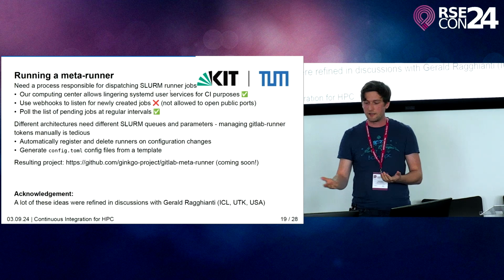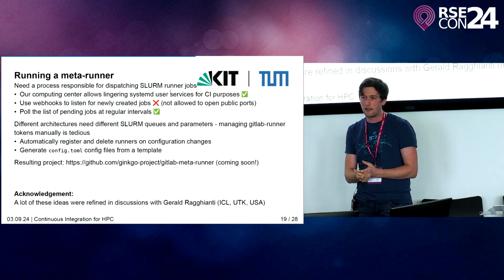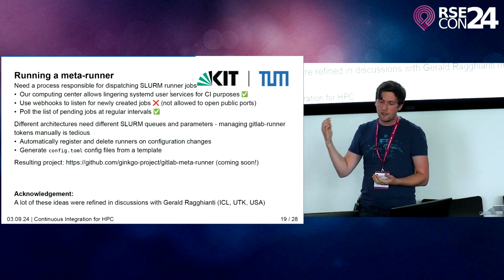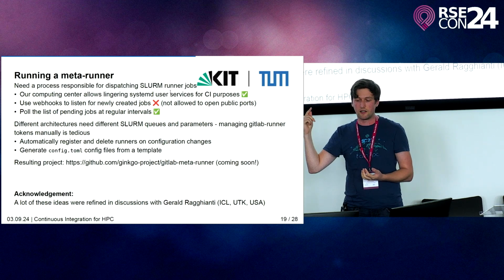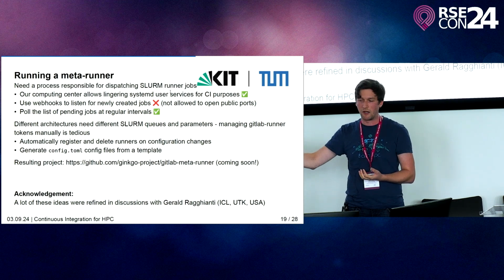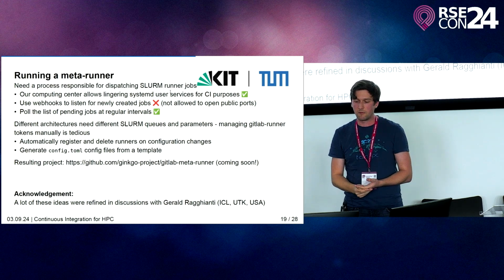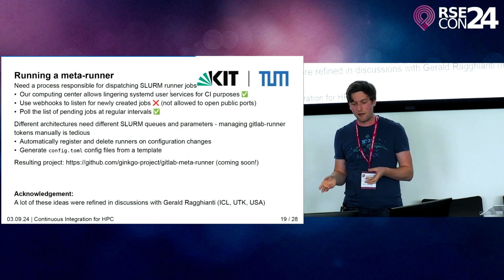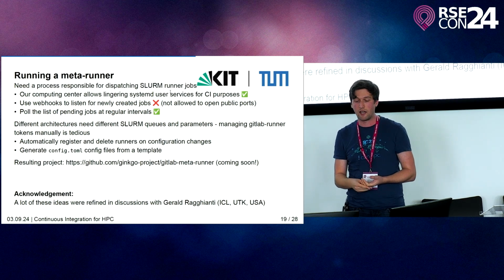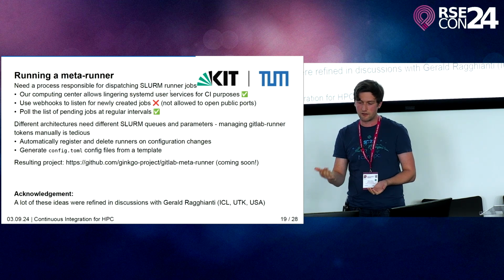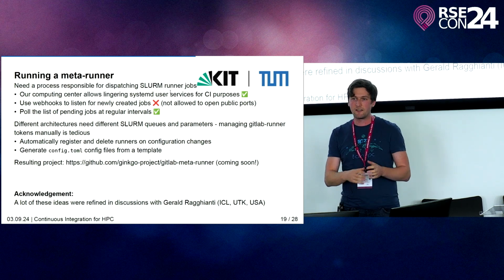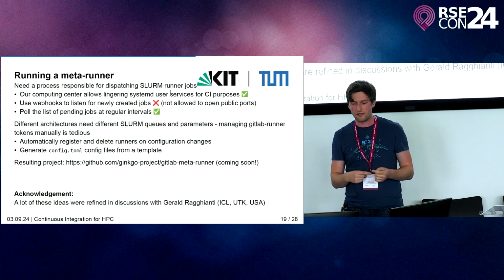And now, how does this meta runner that I mentioned work? Basically, we need a process that can, every time we find a new job, dispatch a certain command to a Slurm queue. So luckily, as kind of a CI setup, our computing center allows us to have lingering user services on the systemd side that can basically run on a login node even if nobody is logged in there.